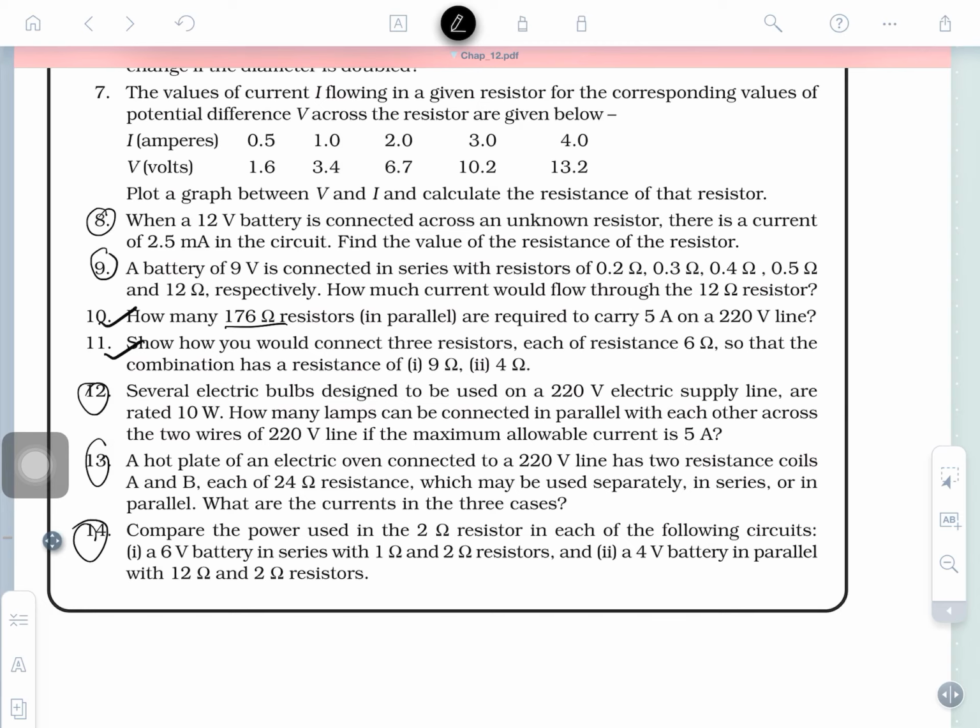A hot plate of an electric iron oven is connected to a 220 volt supply. This has two resistance coils, A and B, of 24 ohm each, used separately, in series or in parallel. What are the currents in these cases? So we are to find out the current in these cases. It's a very simple question.